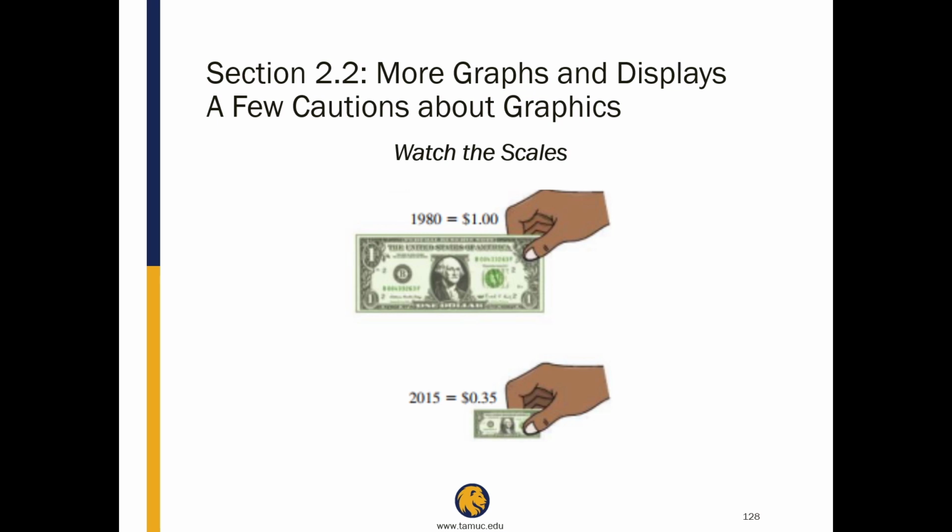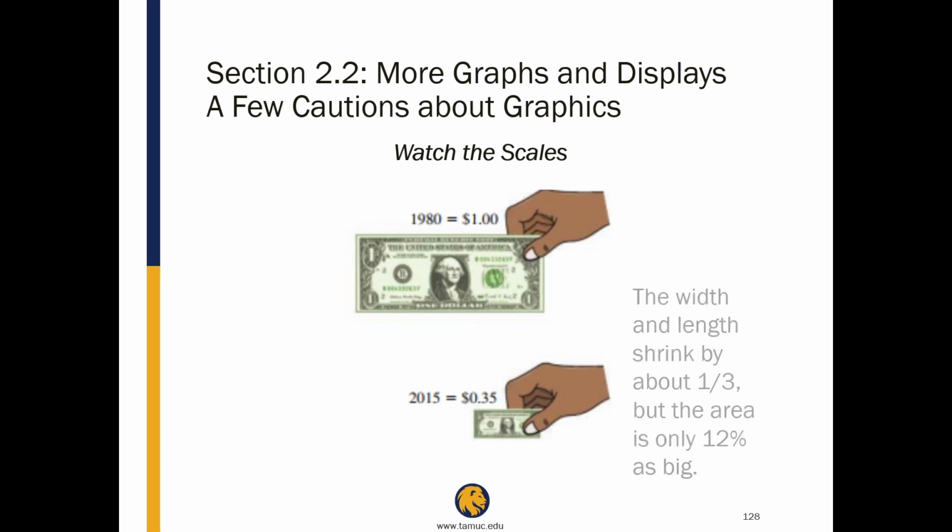And so it makes sense that the smaller representation would be less valuable, in this case only 35 cents. The issue with this particular picture is the width and the length are shrunk by roughly a third to represent that the dollar's about a third of what it used to be worth. But by doing so, it actually shrinks the area by more than that. It's actually only 12% of the area of the original dollar bill in the picture. So that causes a visual representation that might give people the wrong idea, making it look smaller than the actual value is shrunk by.